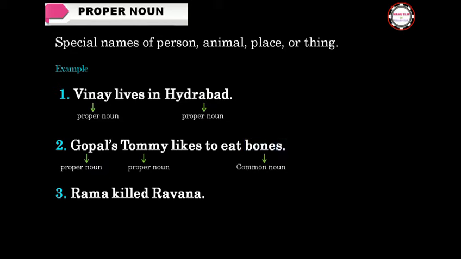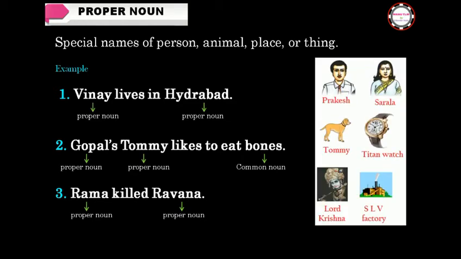In sentence 3, Rama killed Ravana. Here two nouns are there, Rama and Ravana. Those are specific names of persons. So Rama and Ravana are proper nouns. Observe the picture. Names of persons, names of animals, things like that.